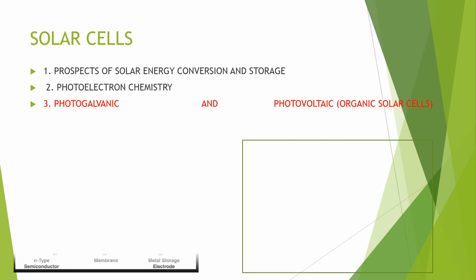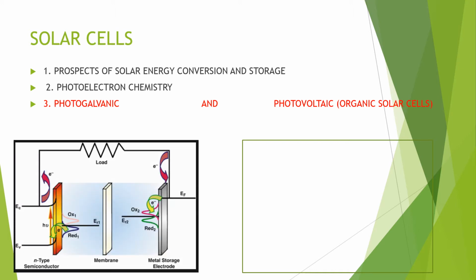So the first part will be the photogalvanic cell, which we will be covering in this video, and the other one is the photovoltaic cell. The photovoltaic cells are also called organic solar cells. Both of these come under photoelectrochemical cells or photoelectrochemical devices, where the photo means light energy will be converted to chemical energy, and then chemical energy will be converted to electrical energy. So it will be a three-step process.